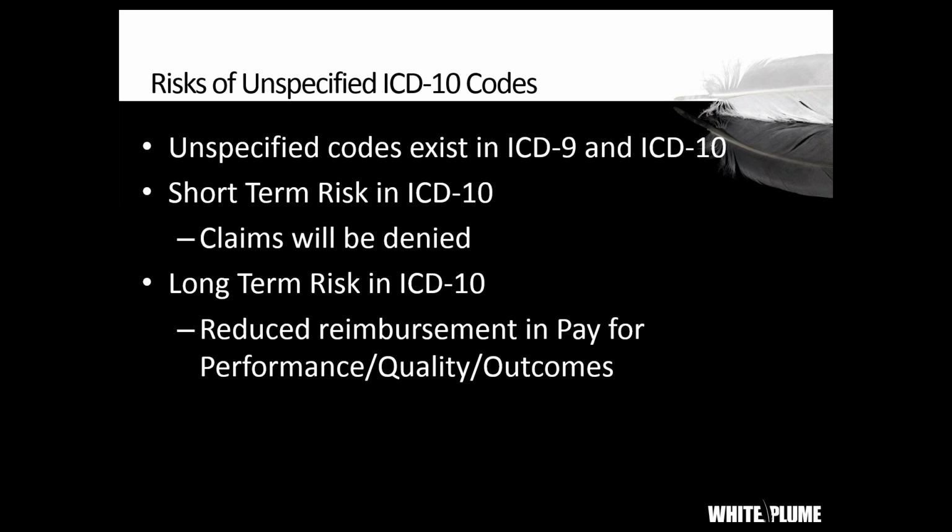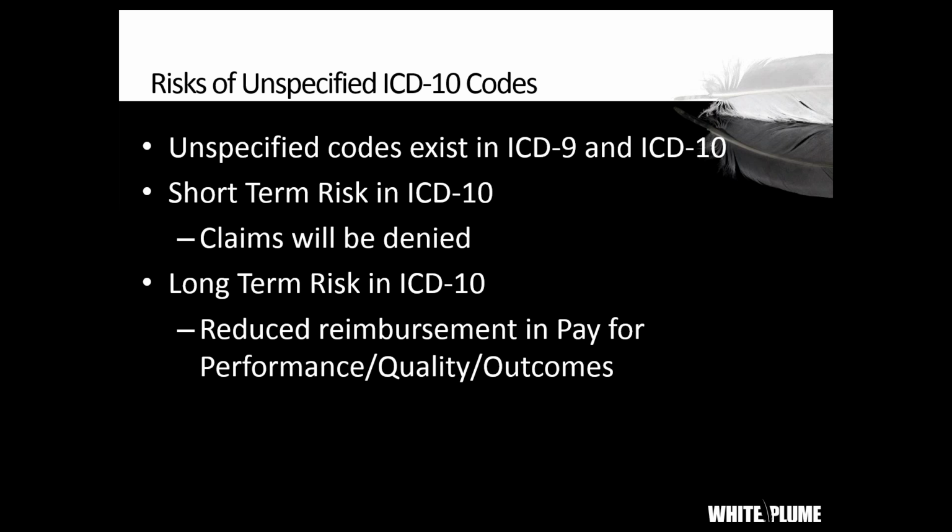The expected outcome is very different for a normal pregnancy versus a high-risk pregnancy due to pre-existing diabetes and lupus and obesity. That's why you'll need the more specific information in order to maximize your reimbursement as we transition to outcomes-based reimbursement. Now, that may be further down the road for some of you than others, but it is still the long-term risk of using those unspecified codes in ICD-10.